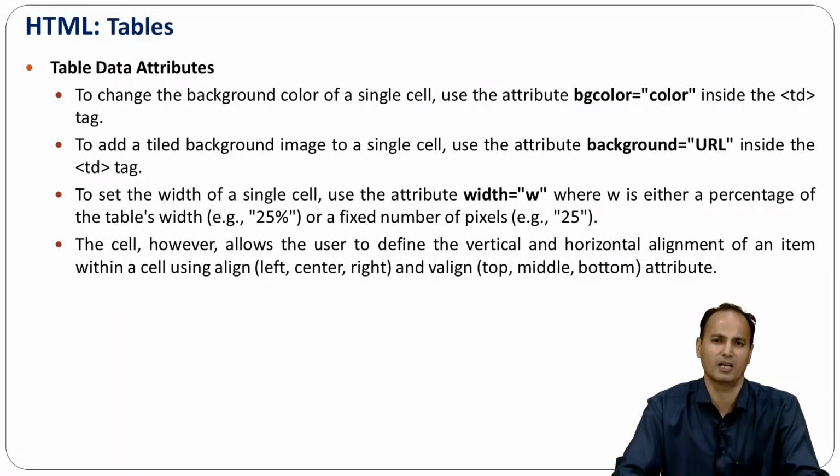by specifying a particular value or color. To add a tiled background image to a single cell, use the attribute background equal to URL inside the TD tag. To set the width of a single cell, use the attribute width equal to the specified value, where the value is either a percentage of the table's width or a fixed number of pixels. The cell also allows users to define the vertical and horizontal alignment of an item within a cell using the align and valign attributes.